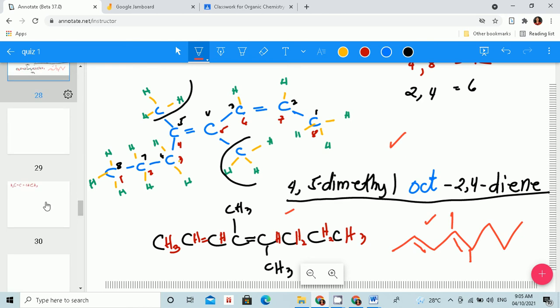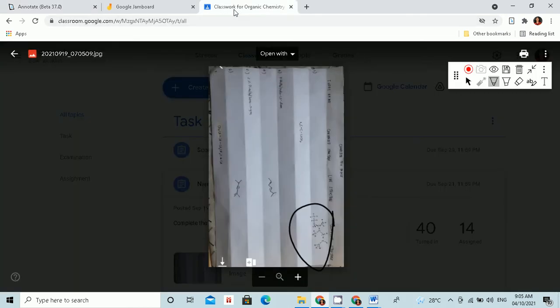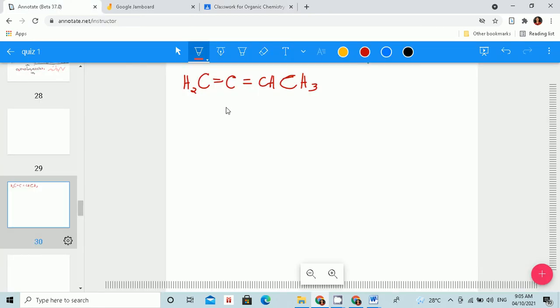Okay, so let's go to number 2. The given in number 2 is this one. It's a condensed structure. The first thing to do is to count. Since this is a straight chain, no problem. We count from right to left or left to right, and we will arrive at the same result. So we have 1, 2, 3, and 4.